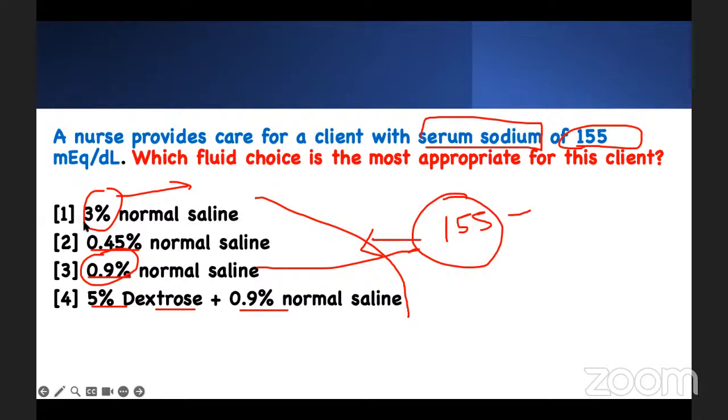Once again, test taking strategy. You're trying to calm down. You can't give them anything more than 1%. Don't give them anything more than 1%. This is fundamental. So which one is less than 1%? Number two. D5W and 0.9% is hypertonic fluid.